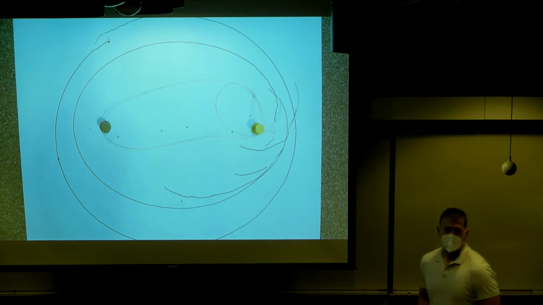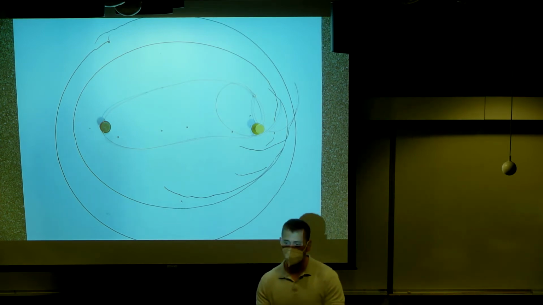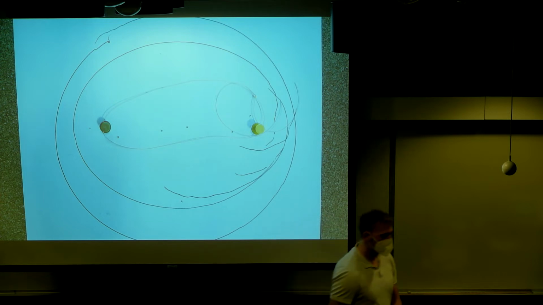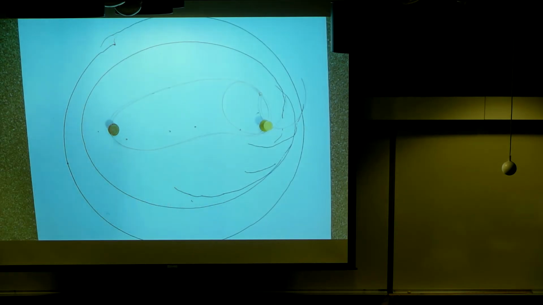So it turns out for the type of ellipses that planets move in, they're not that elongated. They're pretty close to circular. All right, so that's the first law. Planets move in ellipses, but in reality, they're not that elongated. They're pretty close to circular.